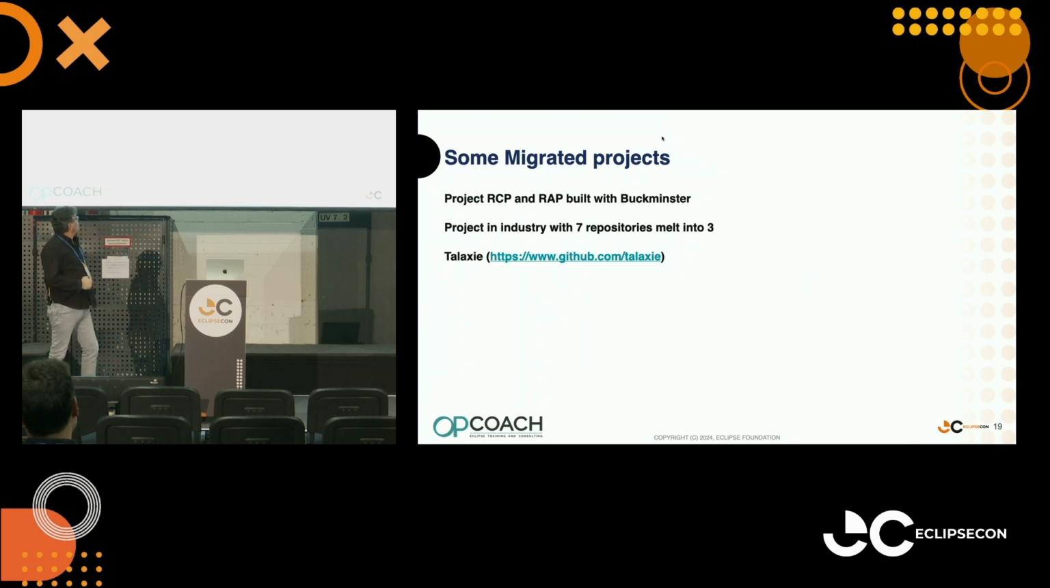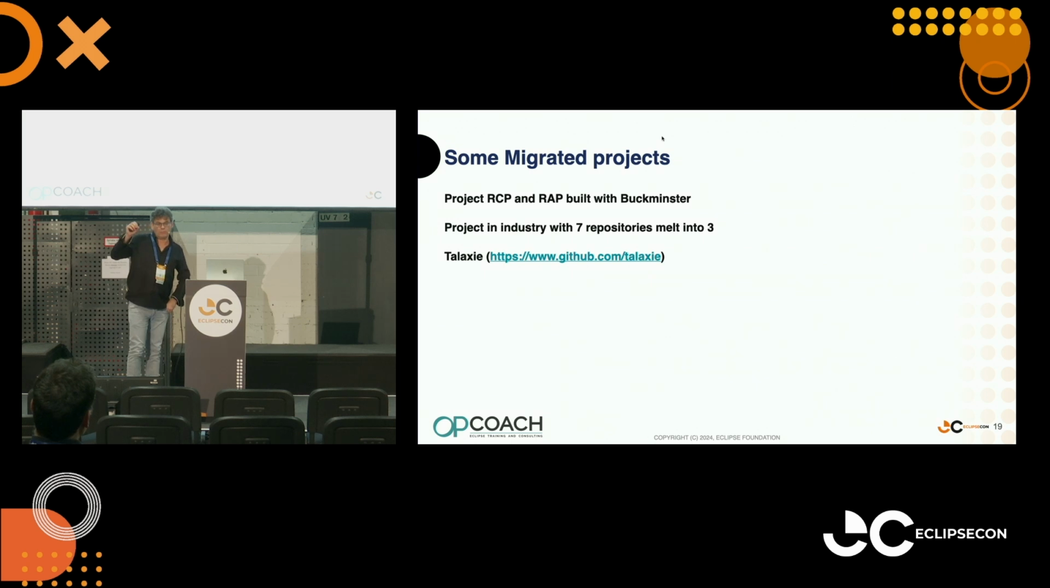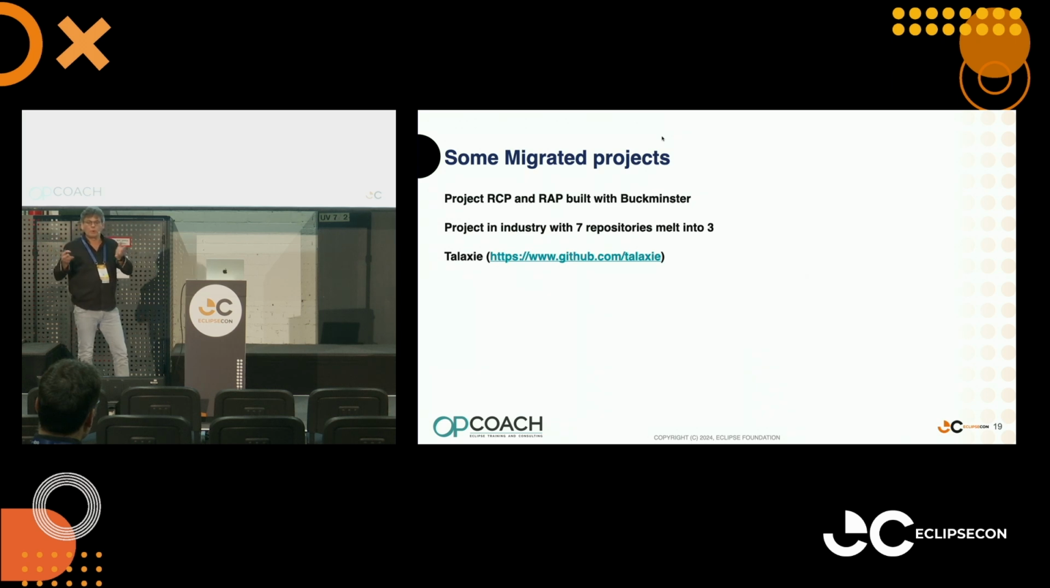Another project, where the work is still in progress, is the Talaxy project. It's the open source version of the Talend project. The Talend project was used for business process and to manage business processes. It has been turned into closed source, and the Talaxy project has been created by just putting in open source all the Talend open source files that were provided before. So this project is still in migration.